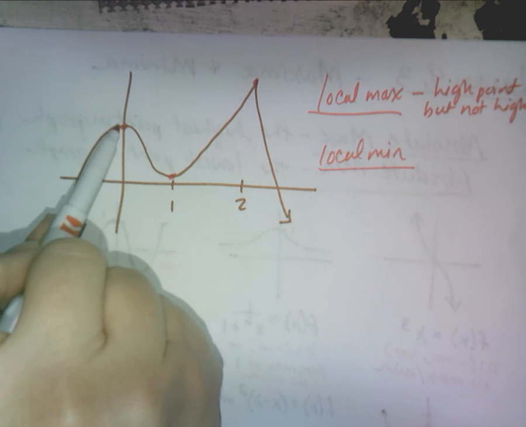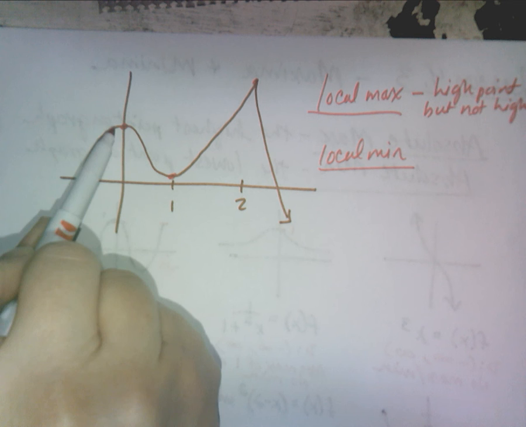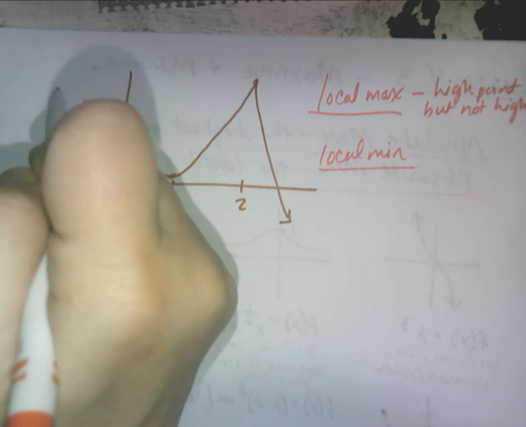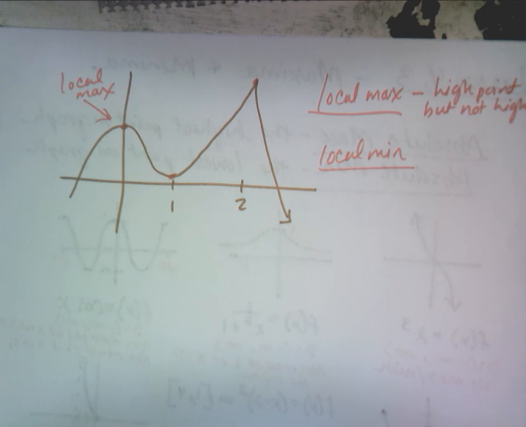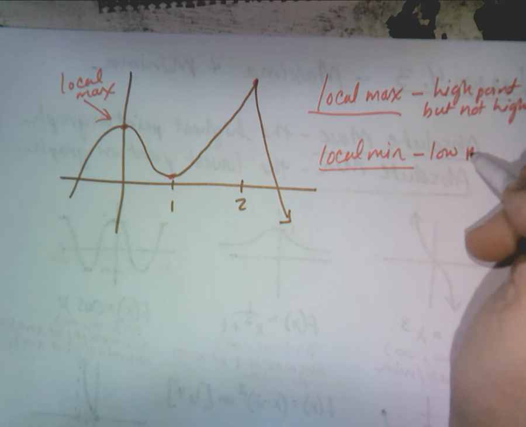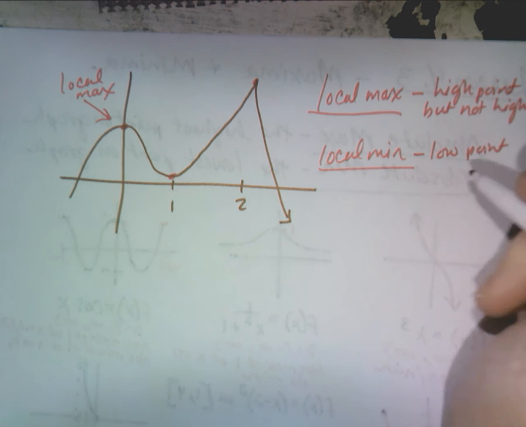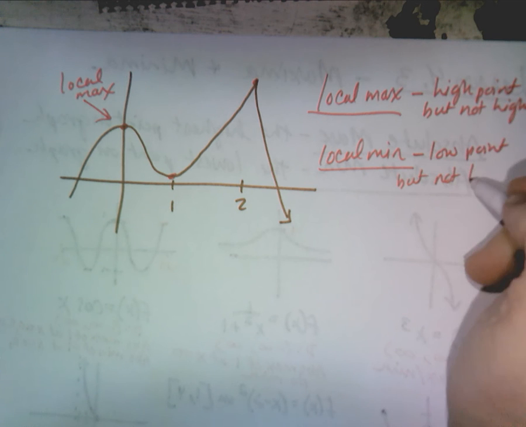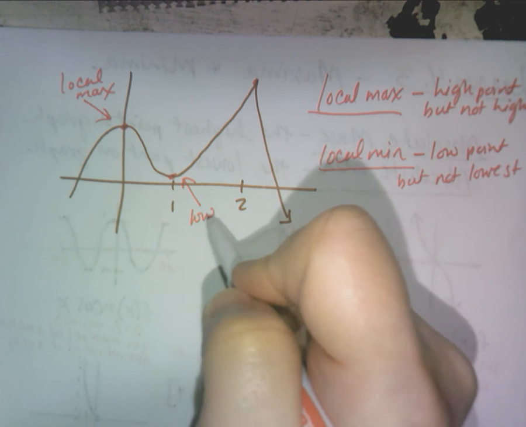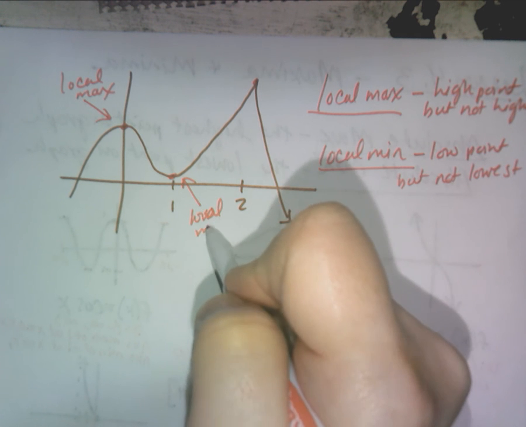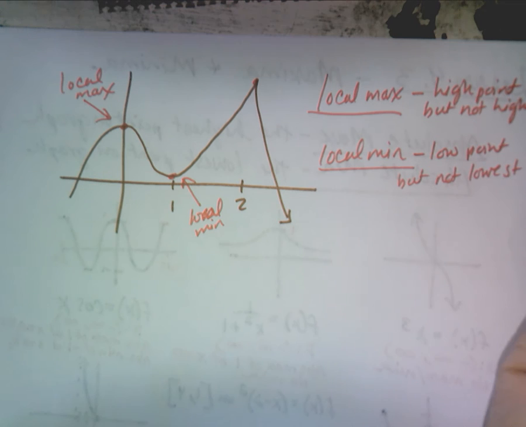So this guy right here, he's considered a high point, but he is not the highest. He is a local max. He's a high point, but not the highest. He's an important point for stuff we get into in the future. Local min would be a low point, but not the absolute lowest. So this guy right here, he's a low point, he's a local min. So you have a local min at 1, and you have a local max.